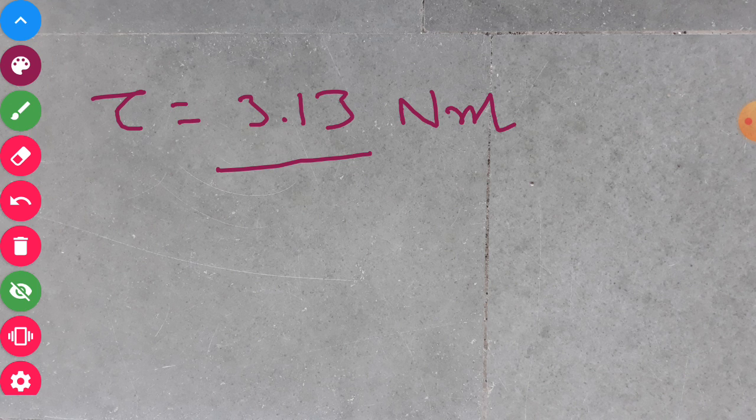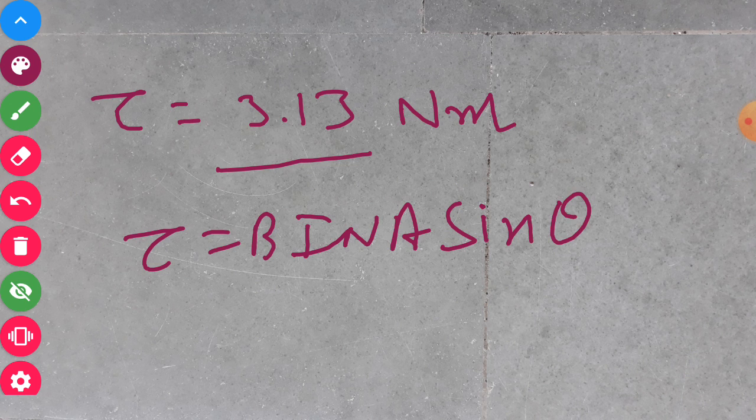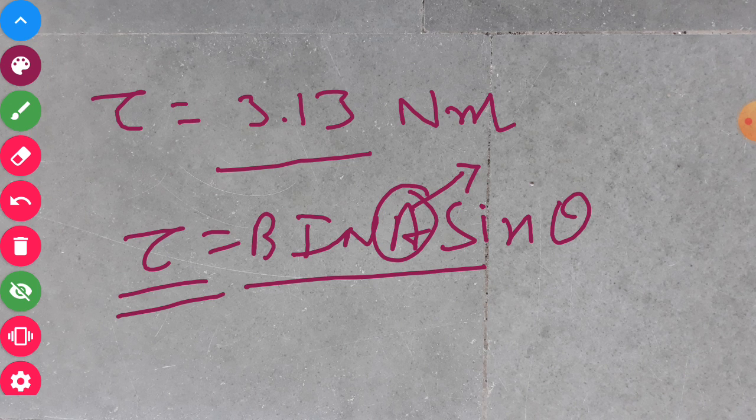From the formula, this torque is nothing but BINA sine theta. There is no specification of shape. So we can say the torque on the loop does not depend on the shape. If the area is the same, whether it is a square, triangle or rectangle, whatever, but the area of the square must be equal to that of the rectangle, must be equal to that of the triangle, meaning any shape you take but you keep the area the same, then the torque will remain constant. So the torque remains constant irrespective of the shape.